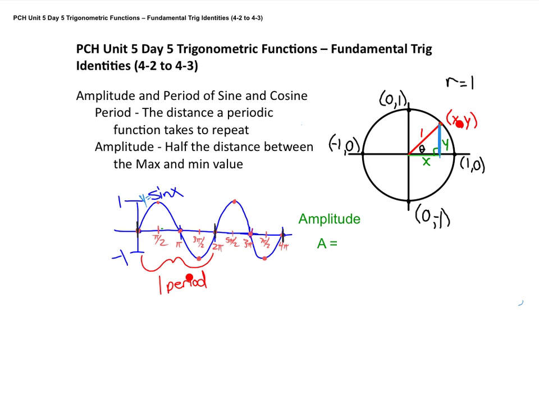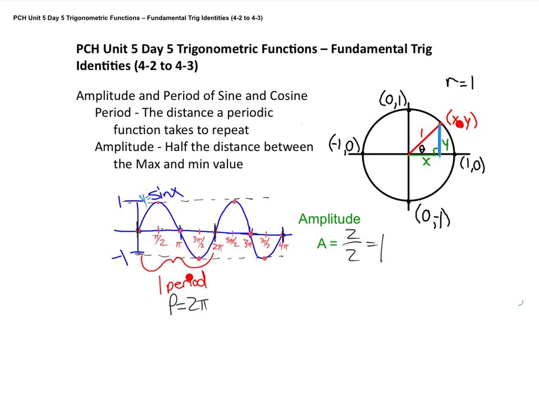So we would say the period, we often use capital P, the period is 2 pi, because that's the distance it takes on the x-axis for it to repeat. The amplitude is a little bit different. Amplitude is half the distance between the max value and the min value. So here we have the max value at 1, and the min value at -1. So the distance there is 2. Half of that is going to be 1. So our amplitude is 1.